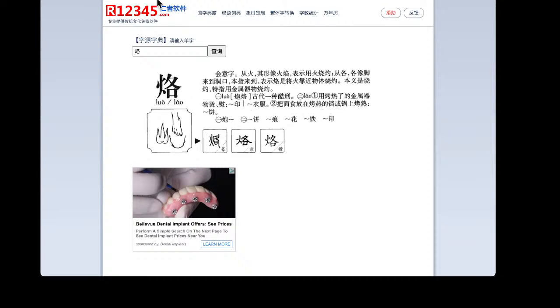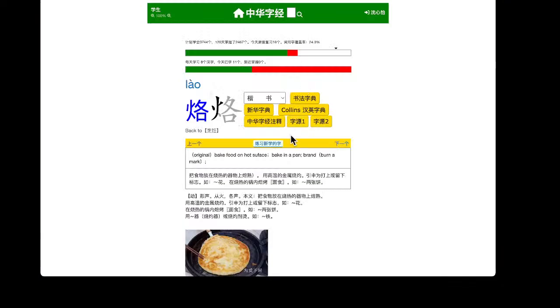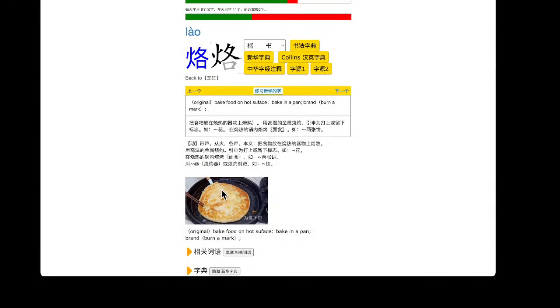Now, okay, so it looks like that. That's lao. Okay, bake and cook a pancake in a pan.